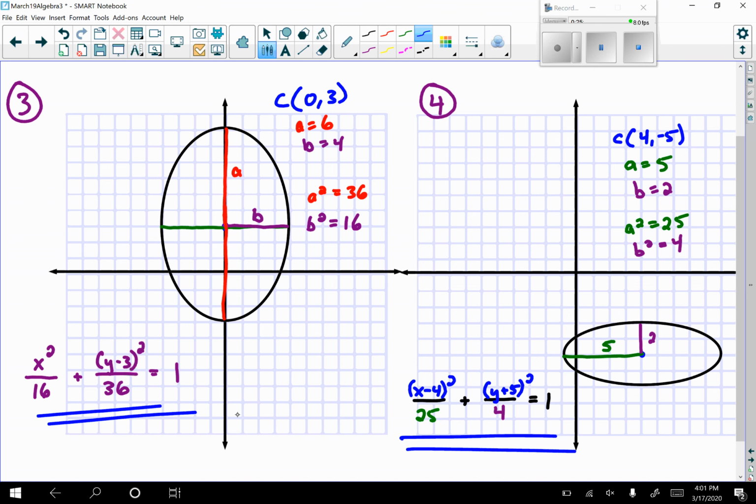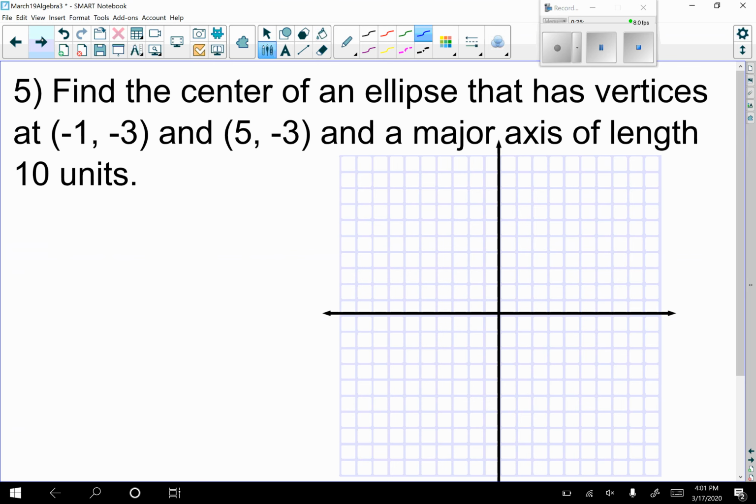All right, when I go to our last example, I want you guys to pause it, read it, and see what you come up with. Notice I have a coordinate plane here, so it might be helpful just to plot some of the points and see what you're coming up with. But all I'm asking you to do is find the center of an ellipse that has these vertices here and a major axis of length 10 units. So go ahead and pause it, give it a try to find the center.